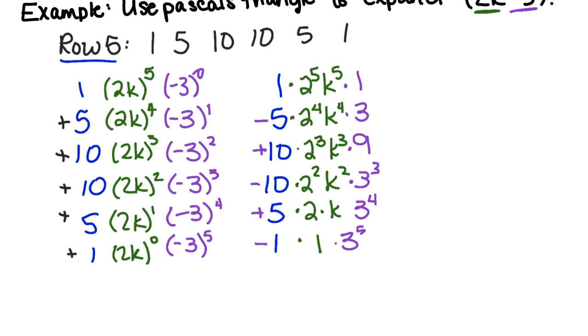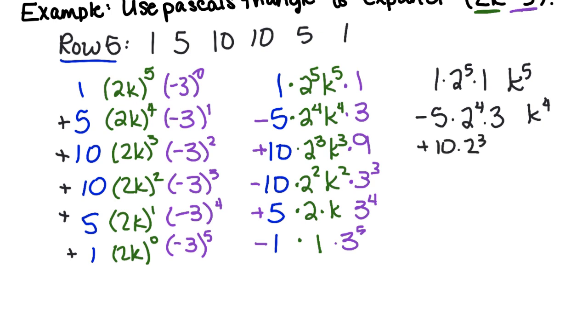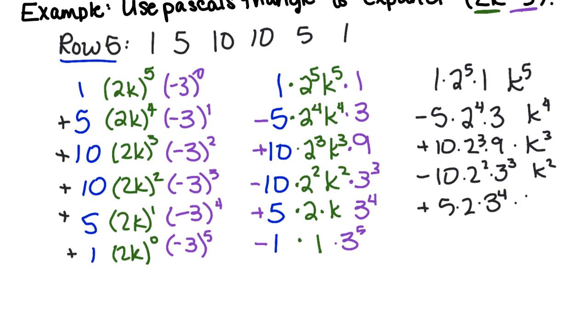So in the calculator, I'm going to write 1 times 2 to the 5th times 1, and then include the k to the 5th. In the calculator, I'm going to do -5 times 2 to the 4th times 3. That's going to be my k to the 4th term. And then 10 times 2 cubed times 9. 10 times 2 squared times 3 cubed. 5 times 2 is 10 times 3 to the 4th, k. And then I'm going to have a -1 times 1 times 3 to the 5th. So that's kind of how we're going to set it up in the calculator.